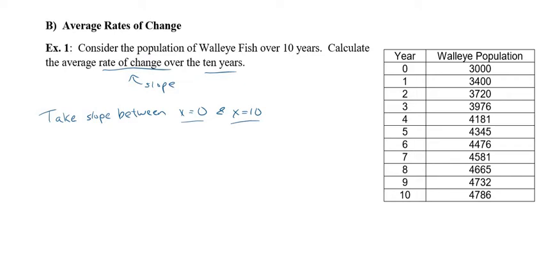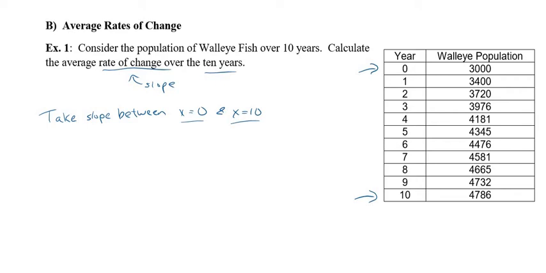So in example 1, it's asking us to consider the population of walleye fish over 10 years and calculate the rate of change over the 10 years. So essentially, all it's asking us in this problem is to look over that 10 years, so between year 0 and year 10, and try to figure out the average rate of change.